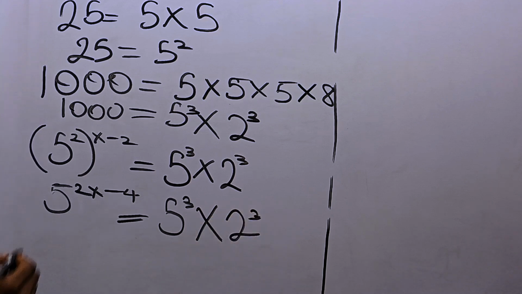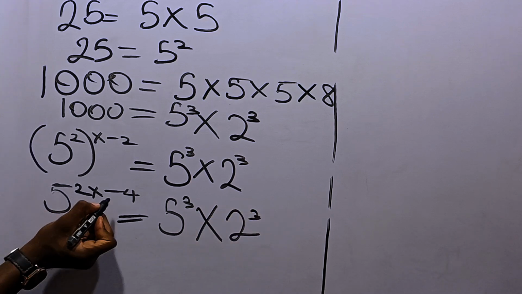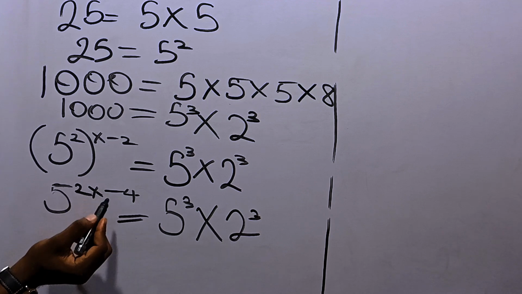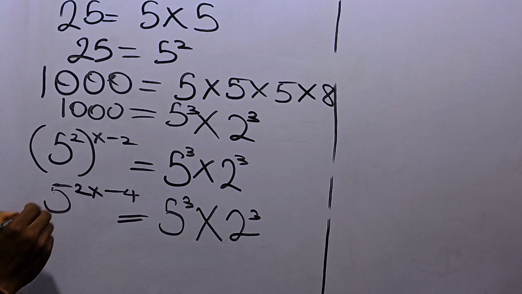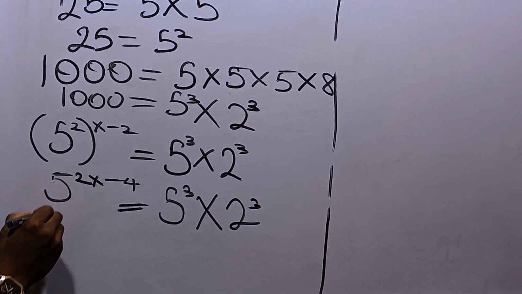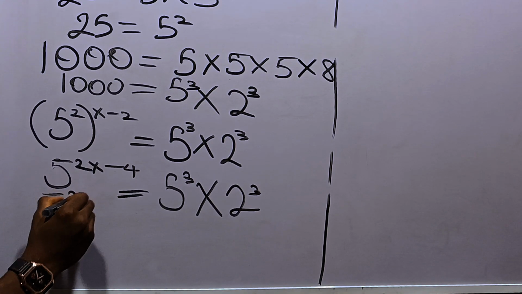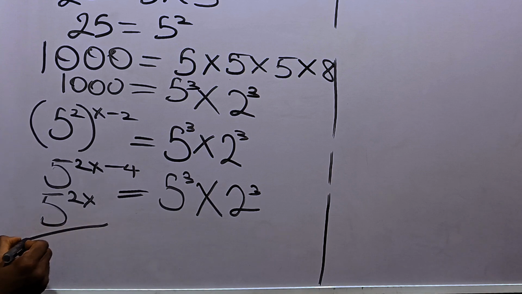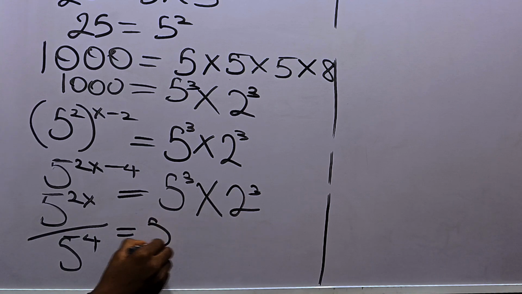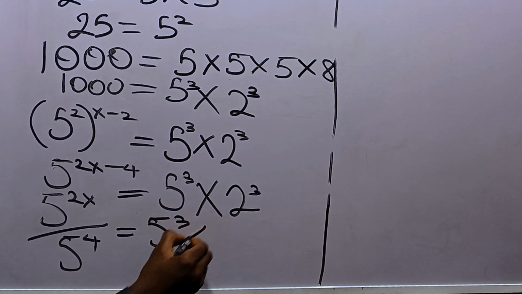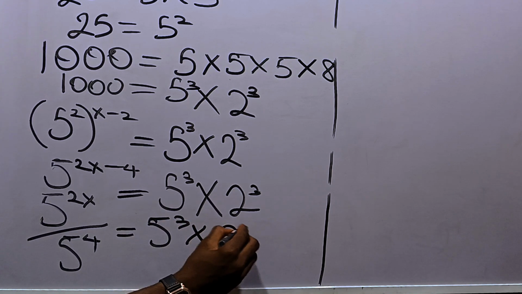Now, we have 2x minus 4. When you have 2x minus 4, it simply means you can write this as 5 raised to the power 2x divided by 5 raised to the power 4. It's equal to 5 raised to the power 3 multiplied by 2 raised to the power 3.